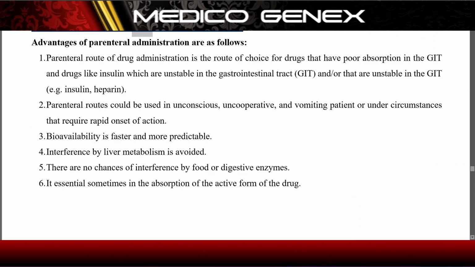Advantages of parenteral route of drug administration. Advantages of parenteral administration are as follows. Parenteral route of drug administration is the route of choice for drugs that have poor absorption in the GIT and drugs like insulin and heparin that are unstable in the gastrointestinal tract, GIT. Parenteral routes could be used in unconscious, uncooperative, and vomiting patients or under circumstances that require rapid onset of action.